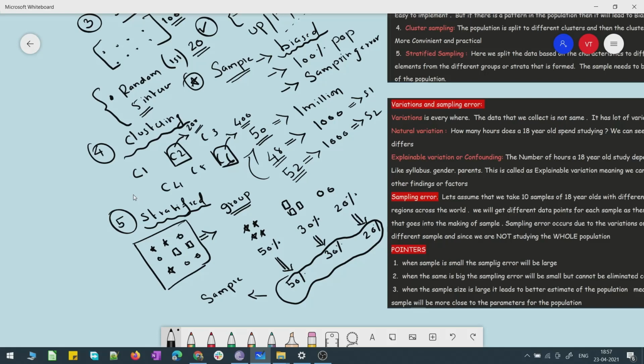Then I look at what proportion they occupy in the population. And I say, okay, star is having about 50% of the data, so my sample should have random picks of 50% of data points coming from the group which is having star. Likewise I do it for other groups, and then I form my sample. So this is another method by which we can form a sample.